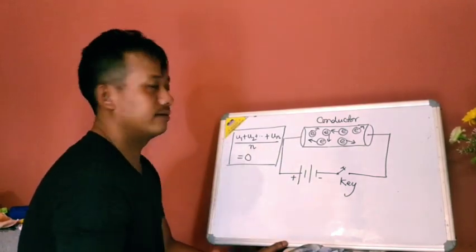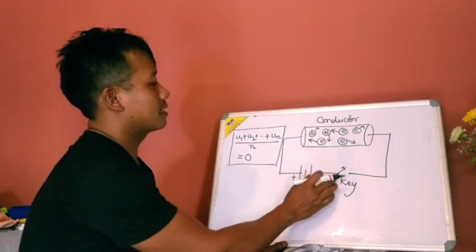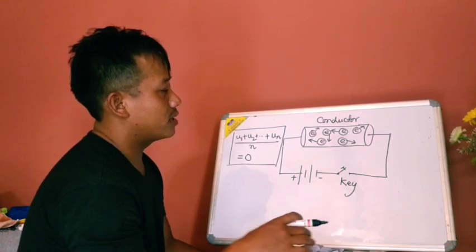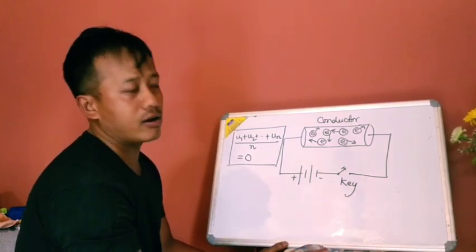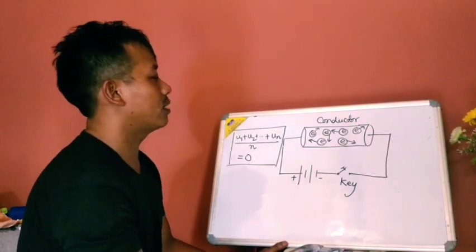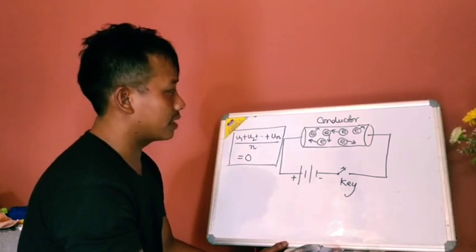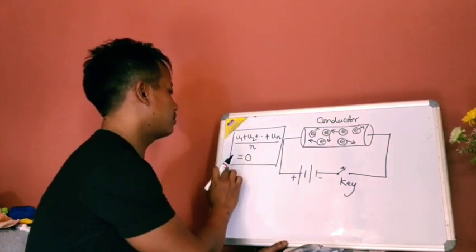So before an electric field is applied to a conductor, the electrons moving inside the conductor are randomly directed. That's why it cannot conduct electricity. So the average velocity is 0.